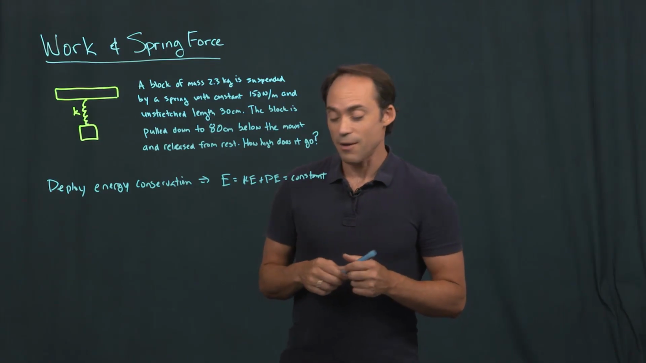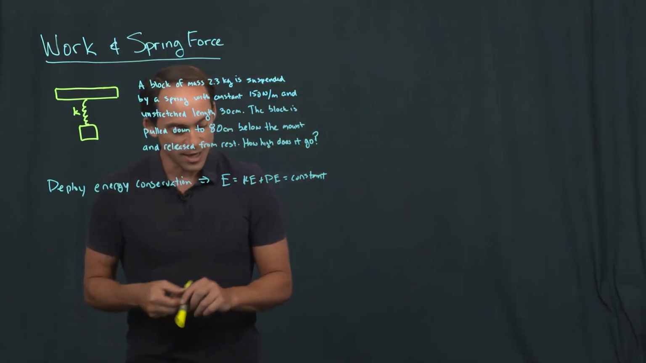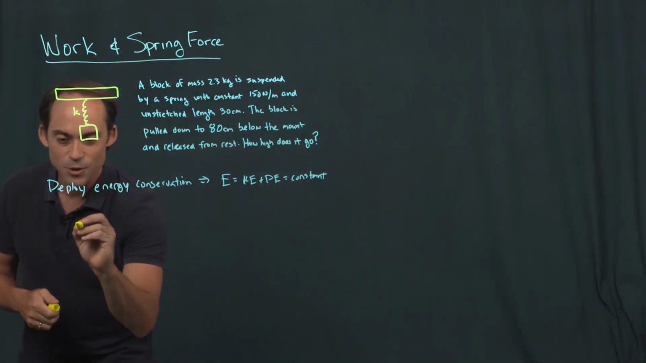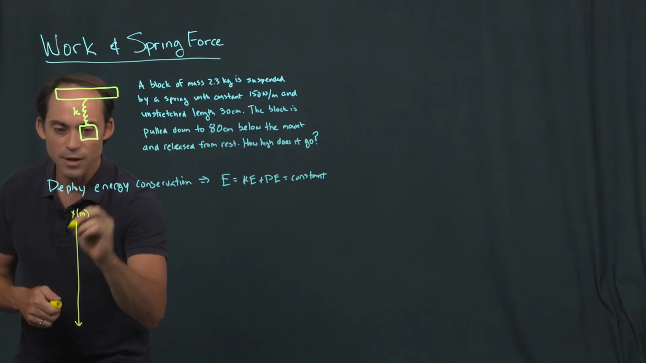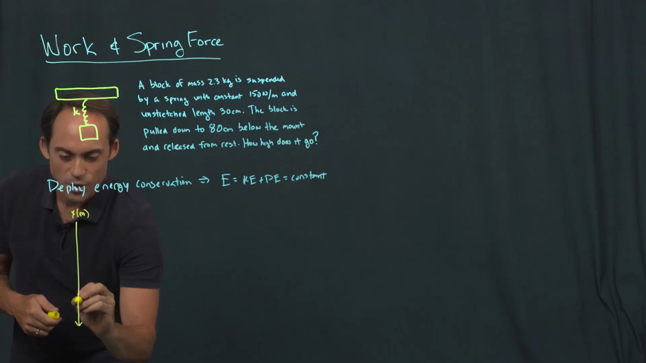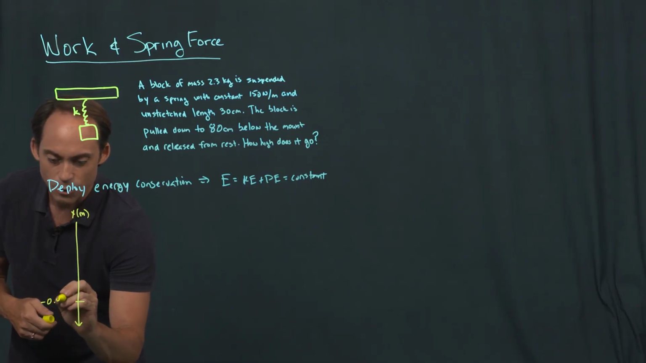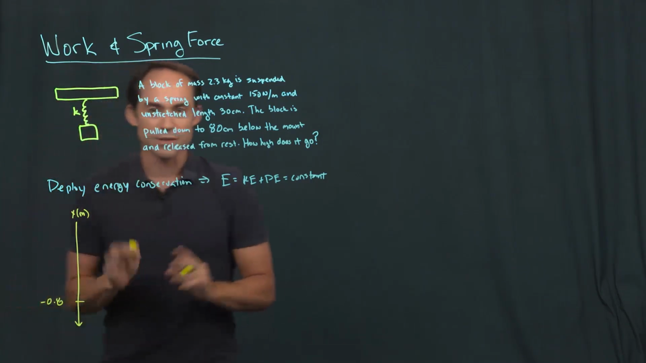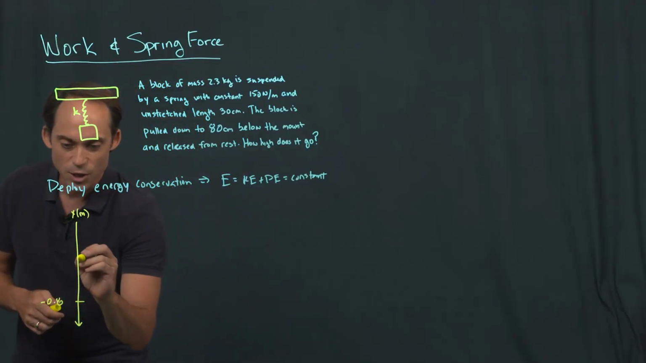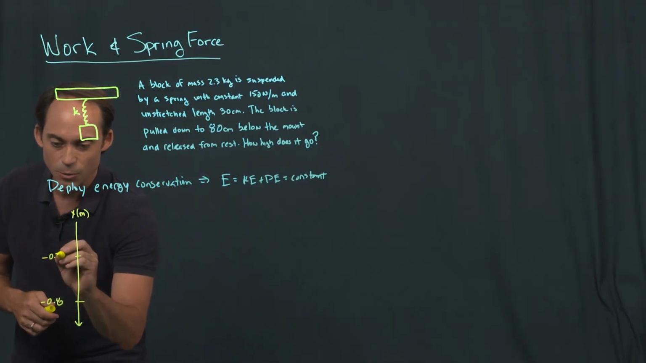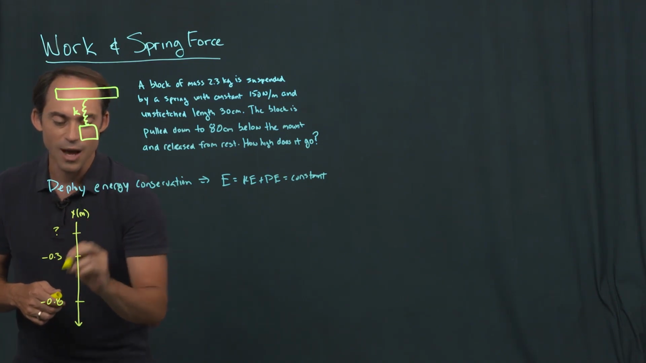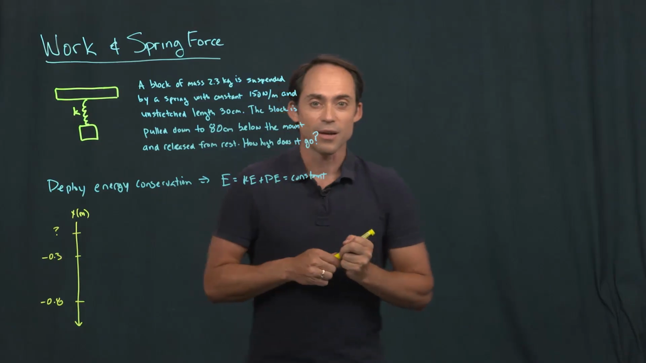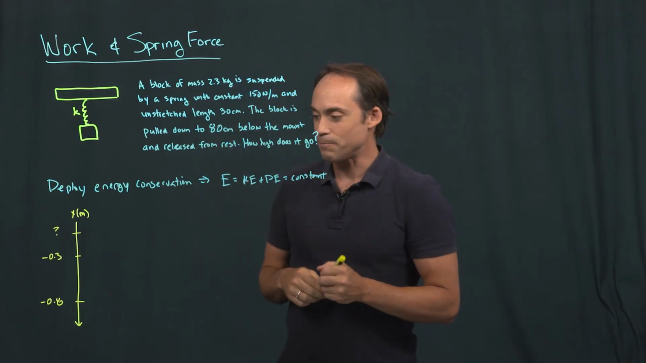The other thing is that we're going to have two kinds of motion happening here, which is actually pretty useful to map out. So let's put my y-axis here pointing downwards, and we measure in meters. We're starting this block at minus 0.8 meters on this diagram. Its original unstretched length is minus 0.3 meters, and we're going to be at some mysterious height above that unstretched length when the block reaches its maximum height.